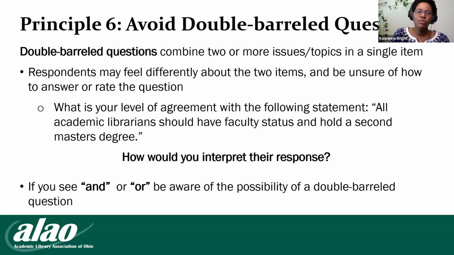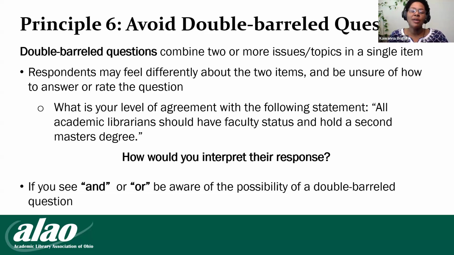So if someone asks you, what's your level of agreement: all academic librarians should have faculty status and hold a second master's degree. How are you going to interpret the response? If they say, I agree to that, then you're automatically saying that they agree to both those items. But maybe they agree about the faculty status, but they don't agree about needing that second master's degree. Or maybe they highly agree about the faculty status, but only slightly agree about the second master's degree. So you definitely want to make sure you don't have that floating around so that you're left trying to interpret what they're saying. And also they're not left trying to figure out which side to answer.